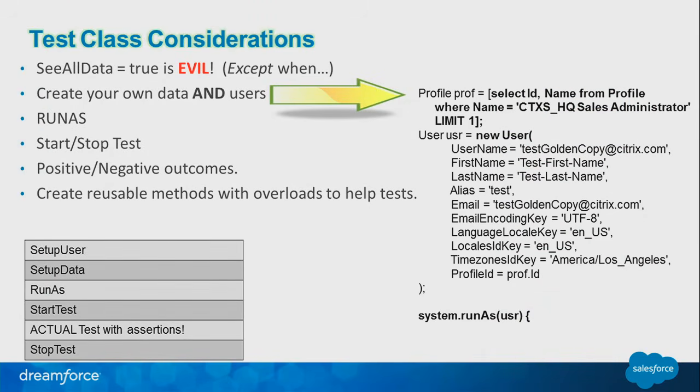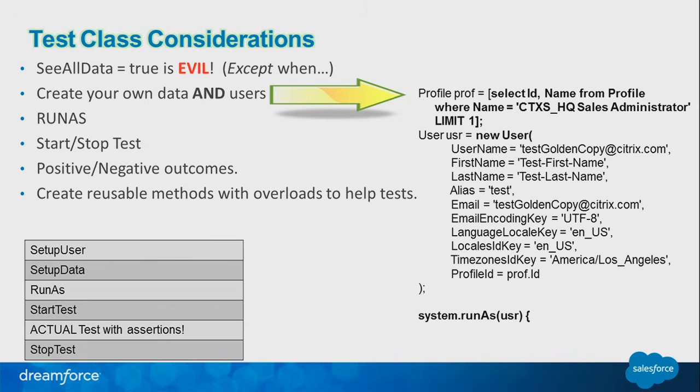Just a touch about test classes. See all data equals true is evil. Say it loud, say it proud. Except, there are some cases where you have to use see all data equals true. Custom settings is not one of them. But you do have to use it for certain things, such as maybe you want to be able to run as a person with a certain permission set. Well, if you try to insert that permission set assignment first, you're going to get a mixed DML error. Maybe you have some static resources. You can't create those on the fly. You're still going to get that mixed DML error. So there are certain cases where it is necessary, certainly not as much as it's being used.